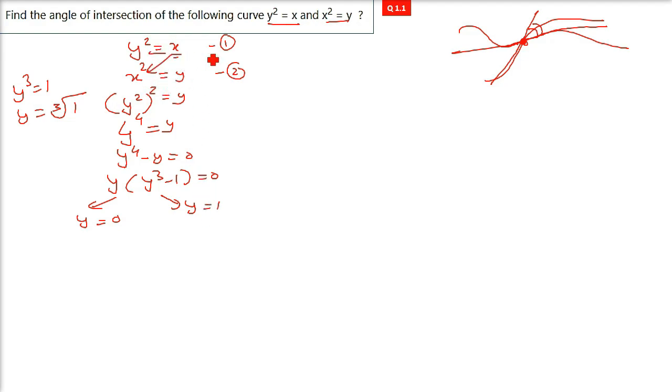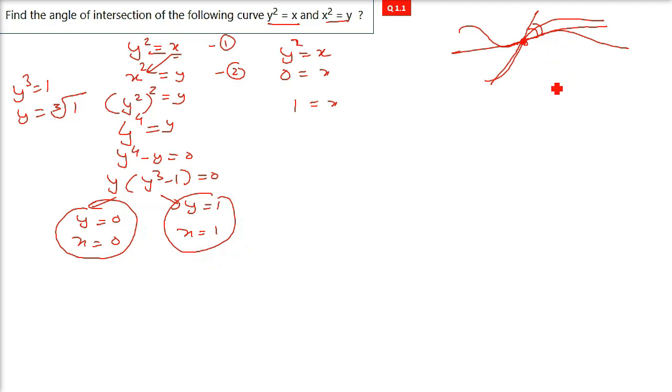Now at y equals 1 and y equals 0, you can find out the corresponding value of x. So y square is x, and whatever value comes has to qualify both the equations. So when you put y equals 0, x will be equal to 0 in both the equations, and when you put y equals 1, x will be equal to 1 in both the equations. So we have two coordinate points, (0, 0) and (1, 1).